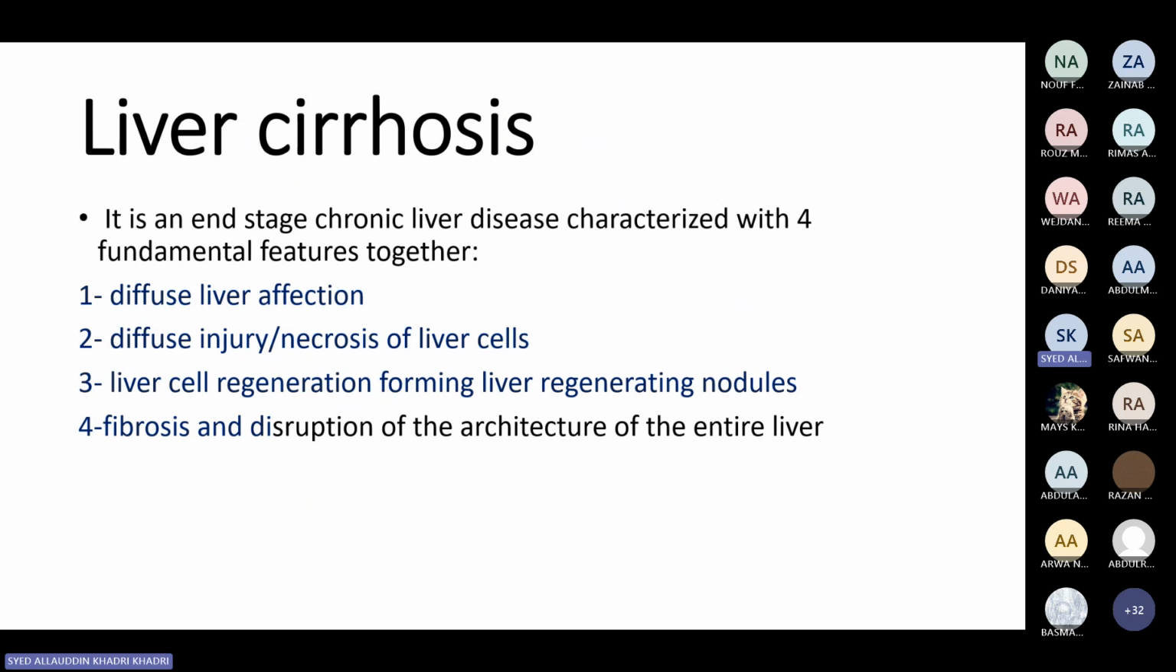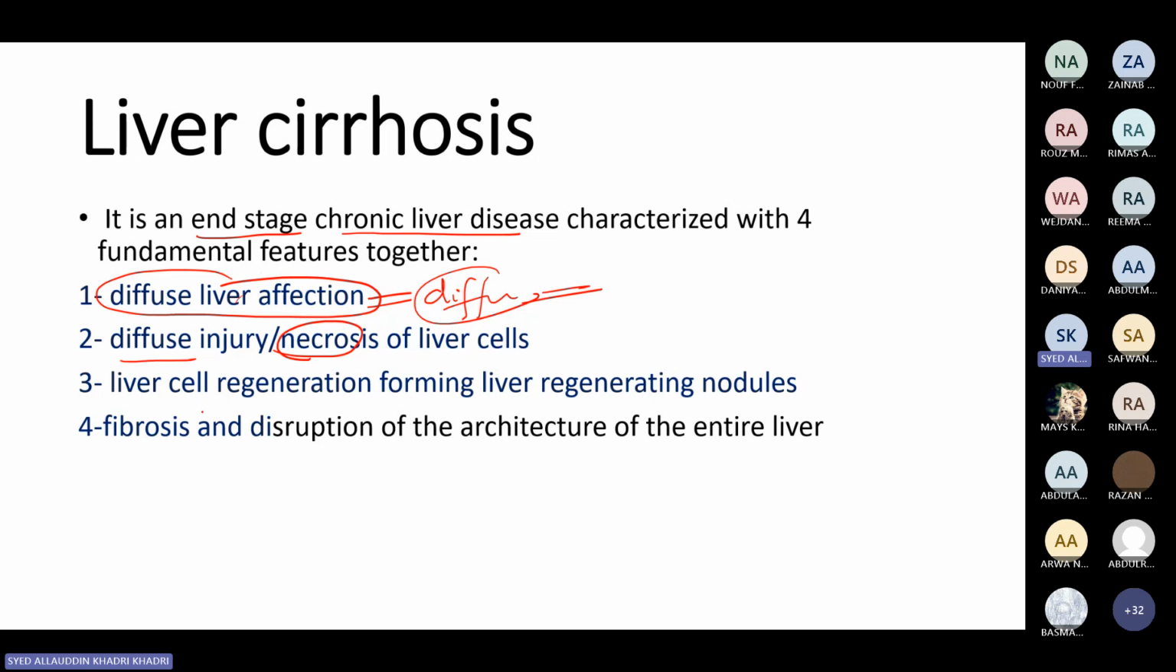So liver cirrhosis, whenever you see, is not a diagnosis. It's an end stage. End-stage chronic liver disease characterized by four fundamental features. The disease will have diffuse liver involvement. The whole of the liver will be diffusely affected, causing impairment of the liver's synthetic functions. You can see the consequences of liver cirrhosis in the slides in future, which I'm going to focus on. There will be diffuse injury of the hepatocytes causing necrosis of the liver cells.